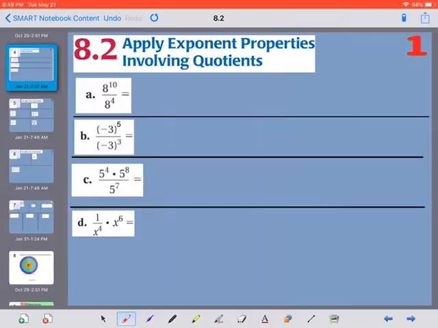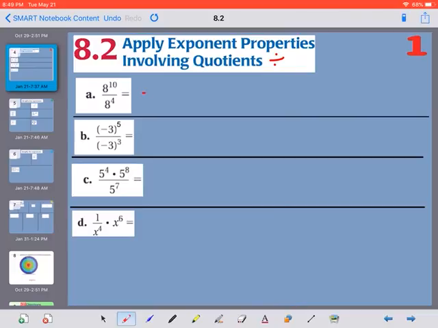Hello, today we're doing 8.2, exponent properties involving quotient. Remember, quotient is a fancy word for division. So we have the same strategies as we had before. We're just taking it one step further. I'm going to actually write this all out for the first few like I did the past couple days, and then I'll teach you the shorter way how to do it.